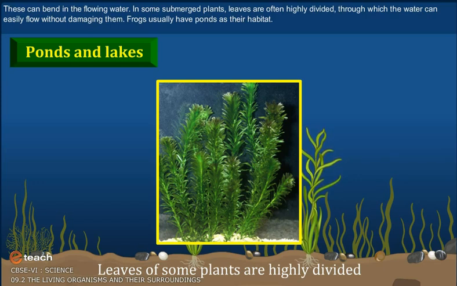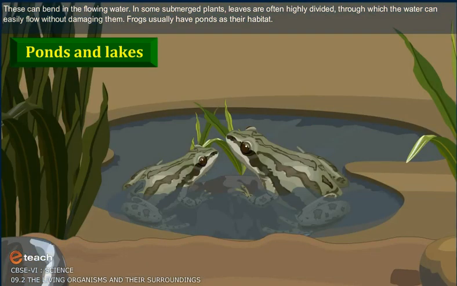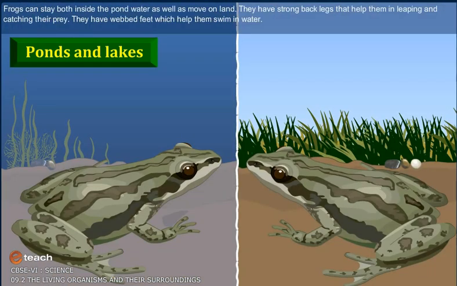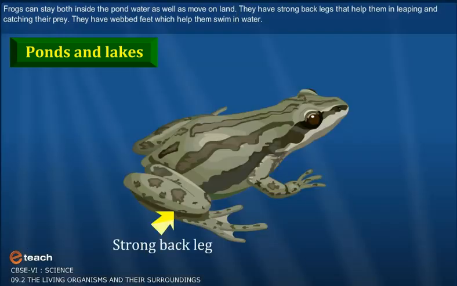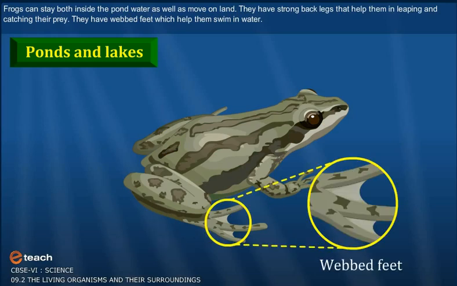Frogs usually have ponds as their habitat. Frogs can stay both inside the pond as well as move on land. They have strong back legs that help them in leaping and catching their prey. They have webbed feet which help them swim in water.